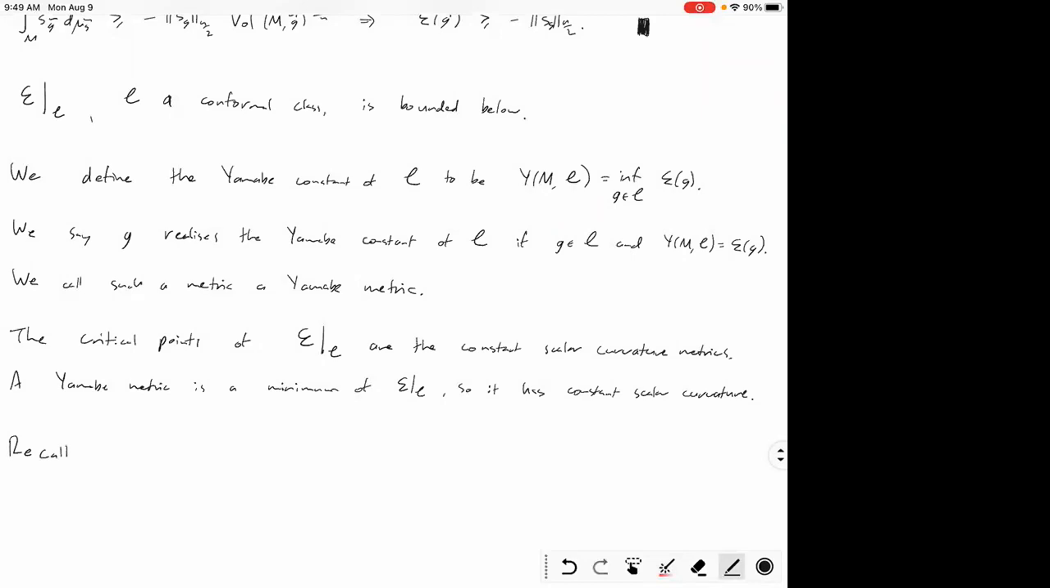So recall the Yamabe problem was to show that every conformal class contains constant scalar curvature metrics.